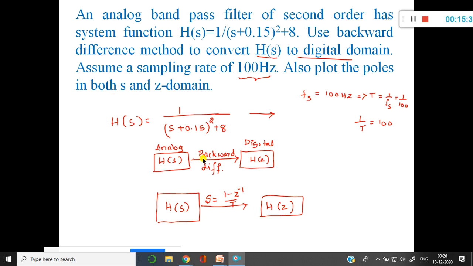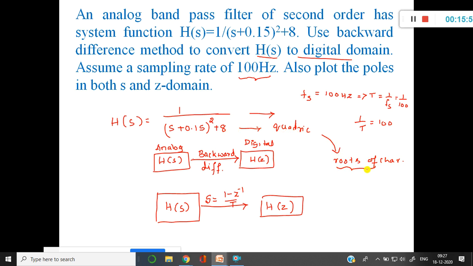Look at this equation, h of s is equal to numerator over denominator, and the denominator is a quadratic equation. If you carefully observe, it is nothing but a quadratic equation. You need to solve this quadratic equation. When you solve this, you will get the roots of the characteristic equation.